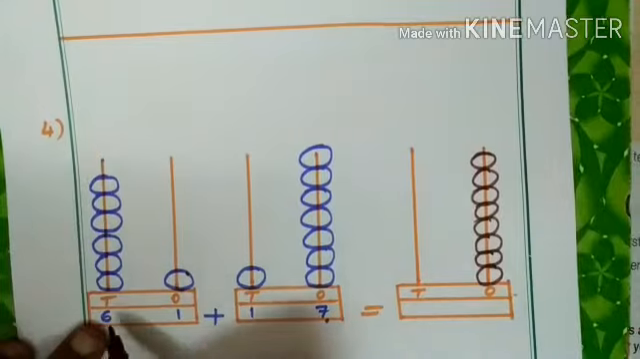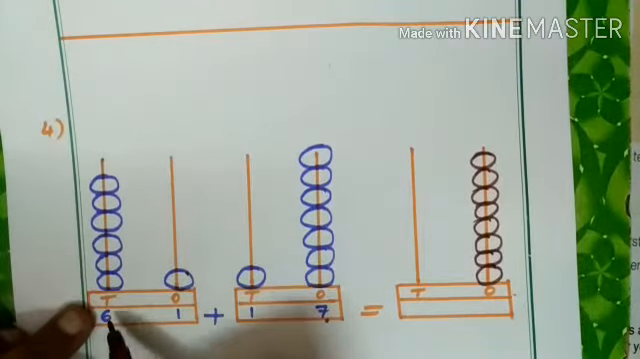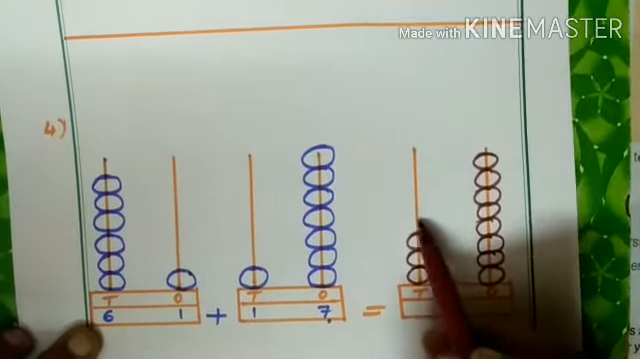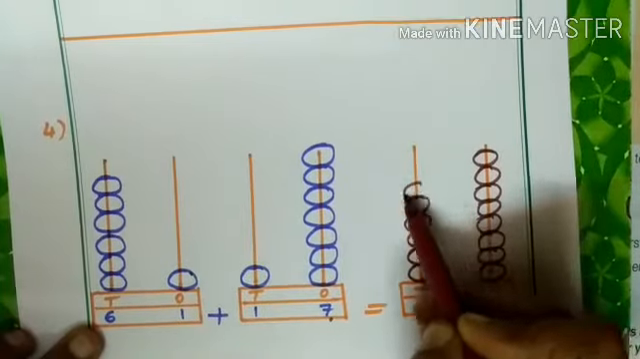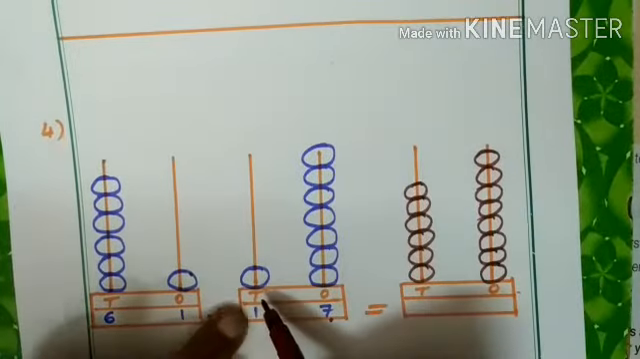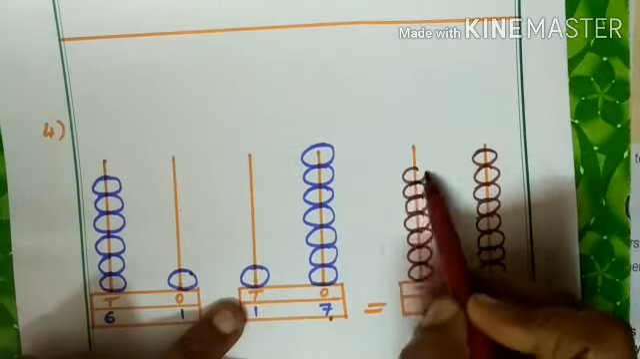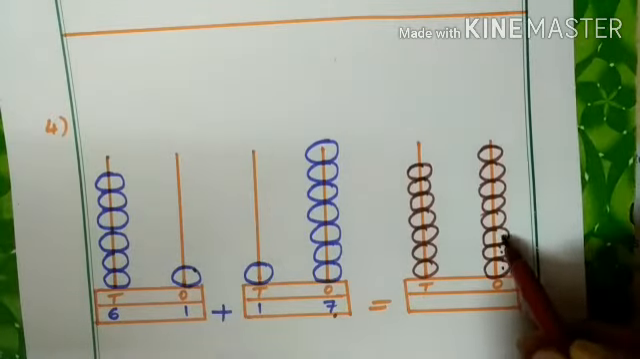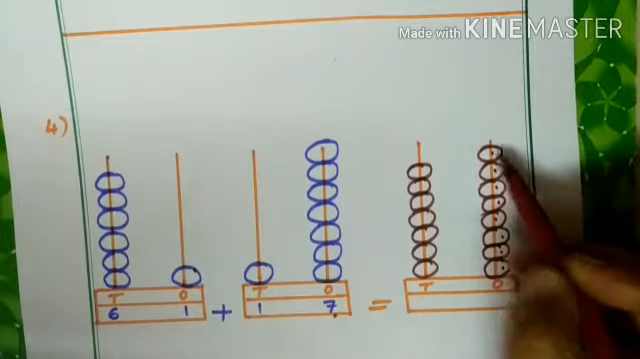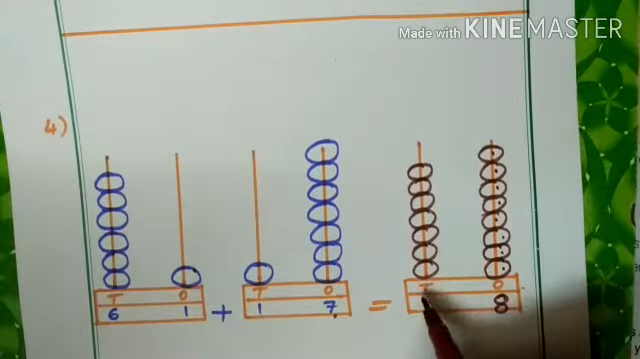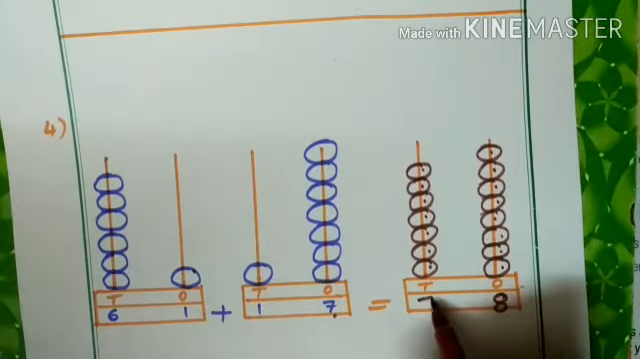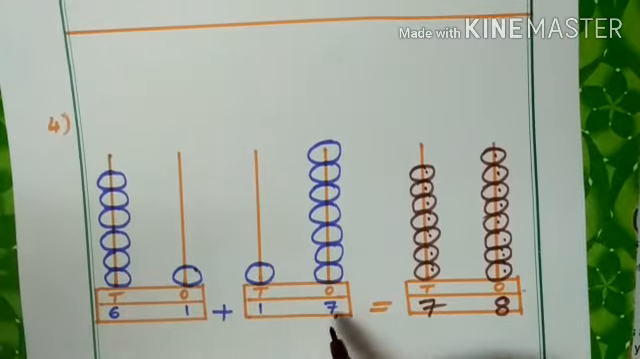Now here let us write tens place. How many beads are there here? 6. 1, 2, 3, 4, 5, 6. Now here only 1 bead is there. Now we write here 1. Now count it totally how many beads are there? 1, 2, 3, 4, 5, 6, 7, 8. Now we write here 8. Here in tens place 1, 2, 3, 4, 5, 6, 7. Now we write here 7. Now 61 plus 17 equals 78.